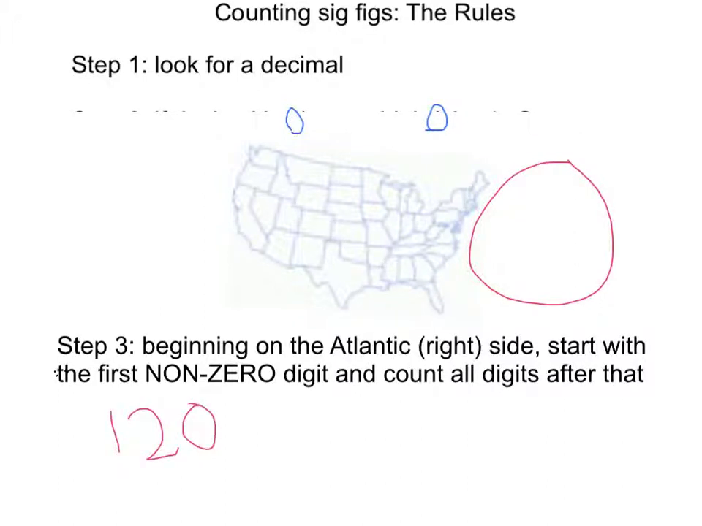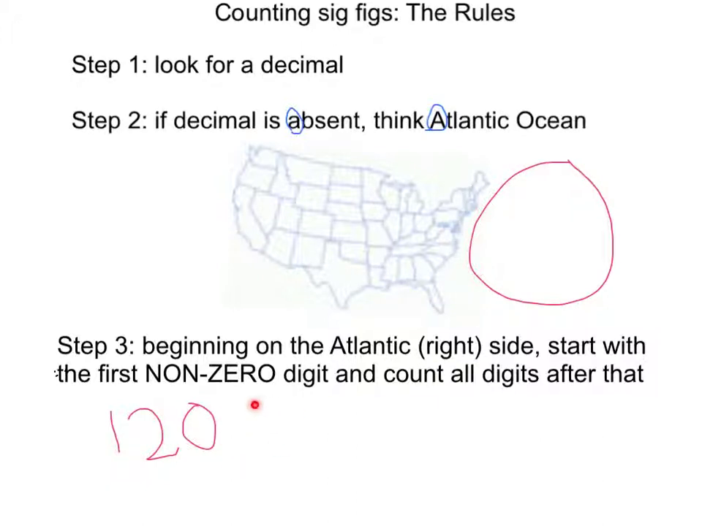The decimal is absent, so we're going to start on the Atlantic Ocean side, the right side. We're going to start with the first non-zero digit, so we'll skip this one, and count all digits after that. So we have 2 sig figs in that number.